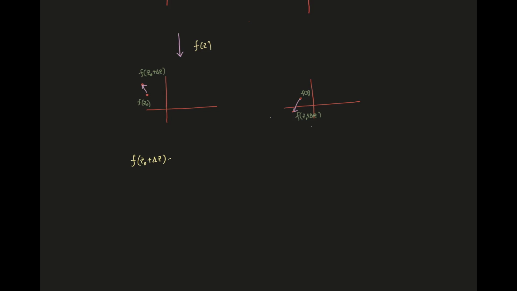So when we define f of z0 plus delta z minus f of z0, divided by delta z, this limit may actually depend on the direction of delta z. And this is what makes it so complicated, or makes it different from real derivatives. Let's look at an example that would make it clear.